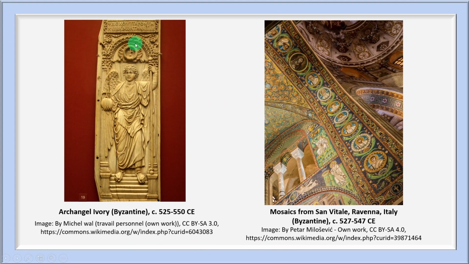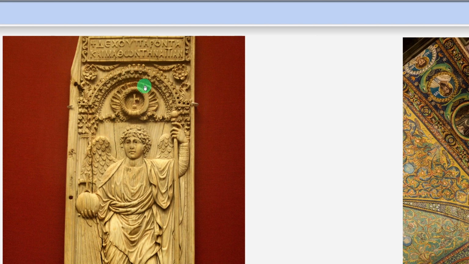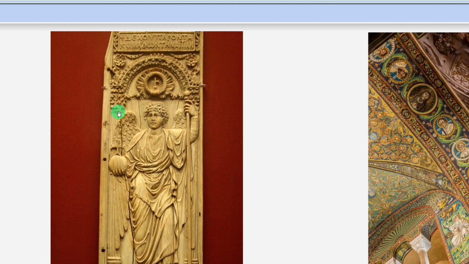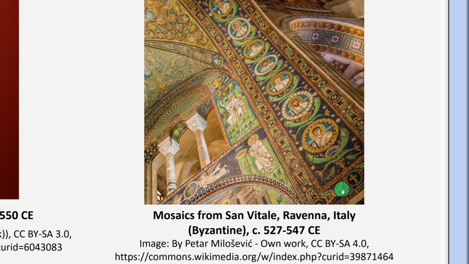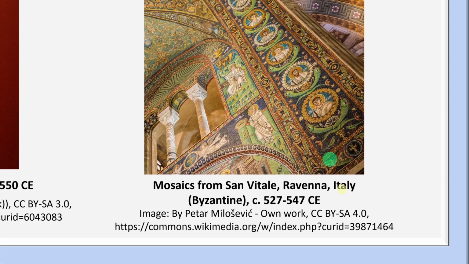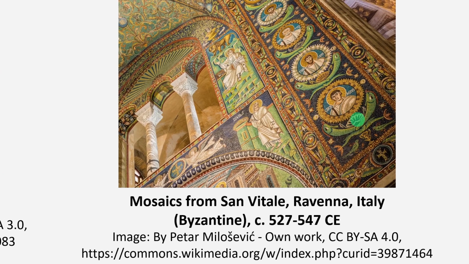This is a work from the Byzantine period, a Byzantine ivory depicting an Archangel, circa 525 to 550 CE. Here you can see the Palmette over here. Then this one is a mosaic from San Vitale, Ravenna, Italy, 527 to 547 CE. Again a Byzantine work. And the Palmettes are over here, this and all over there.